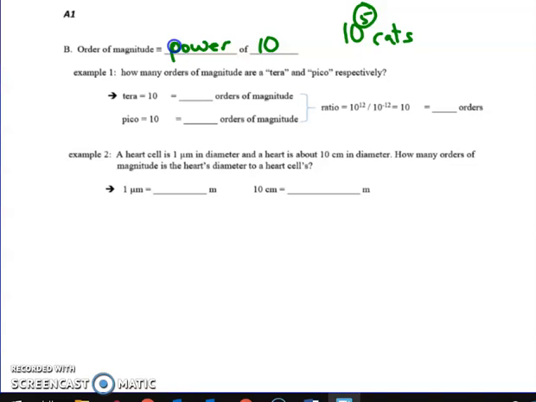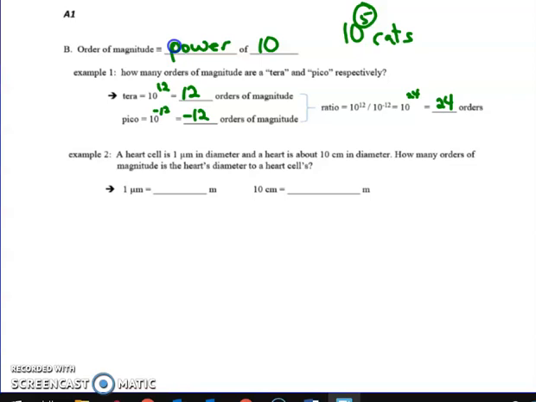So, for example, how many orders of magnitude are a tera and a pico respectively? All right, so tera, if you go to the reference tables, is a prefix that means 10 to the 12th. Okay, in other words, 12 orders of magnitude. Pico is the inverse of that, 10 to the negative 12th, and that's negative 12 orders of magnitude. So the ratio of the two is 10 to the 12th divided by 10 to the negative 12, which is 10 to the 24, which is 24 orders of magnitude. And when we start doing estimation, we'll see that looking in terms of orders of magnitude is rather helpful.